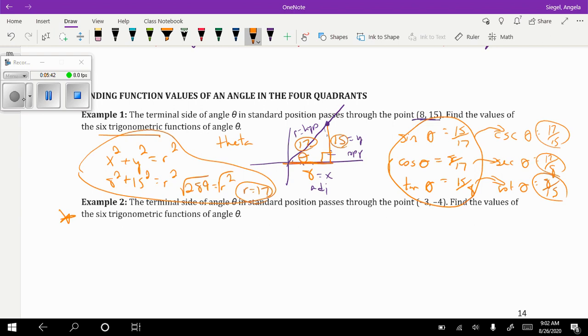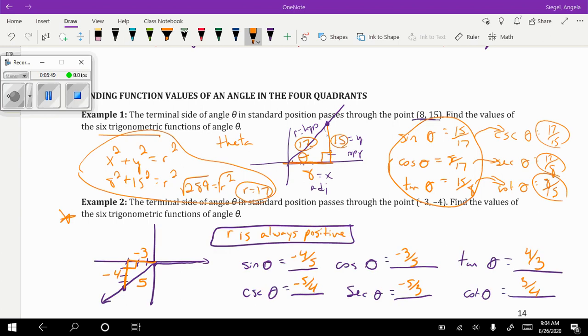Now notice -3, -4, it's going to be down in this quadrant. So just see what you can do with that. Okay, so I did this problem. If you'll notice my picture over here, I did keep the negative numbers, and that's important. It's more about showing a location.